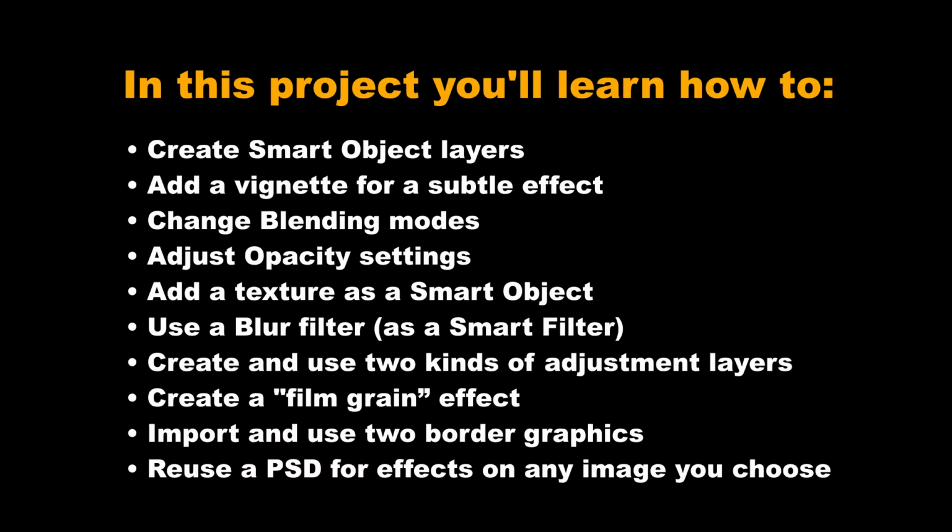All right, here's what we're going to learn in this project. You're going to learn how to create smart object layers, add a vignette for a subtle effect, change blending modes, adjust opacity settings, add textures as smart objects, use a blur filter as a smart filter, create and use two kinds of adjustment layers, create a film grain effect, import and use two border graphics, and you're going to learn how to reuse this whole thing, this PSD, for effects on any image you choose.